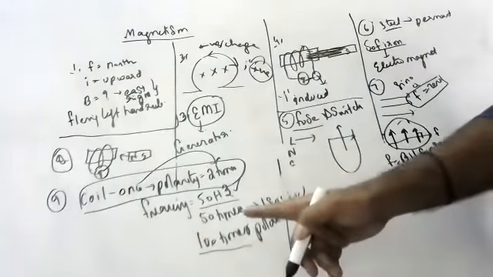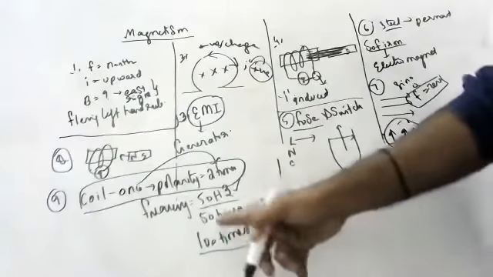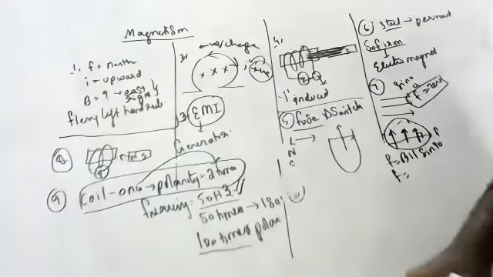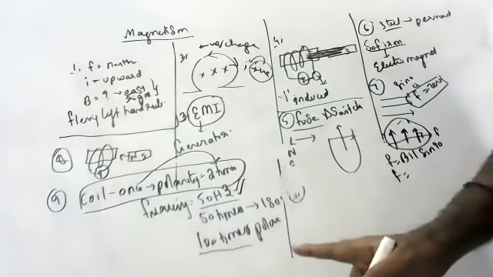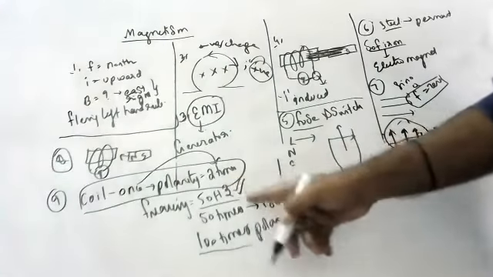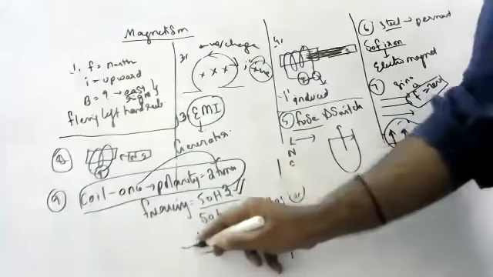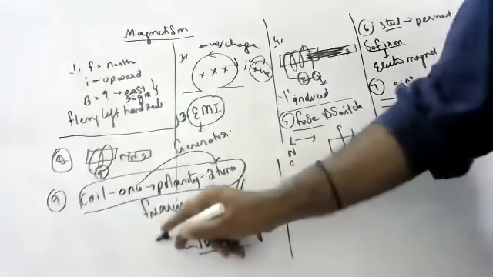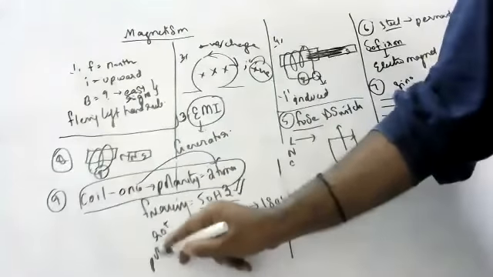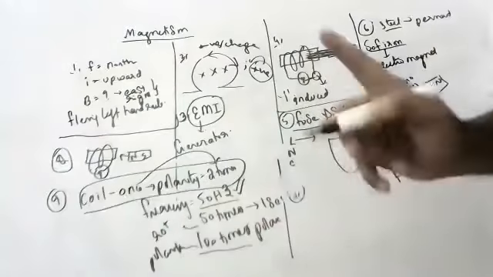10th question. How many times does the AC supply in India reverse its direction in 1 second? Children, the question is how many times the AC supply in India is reversed. Rotation is 50 times, but polarity changes 100 times. Rotation 50 times, children. Polarity changes 100 times in India.